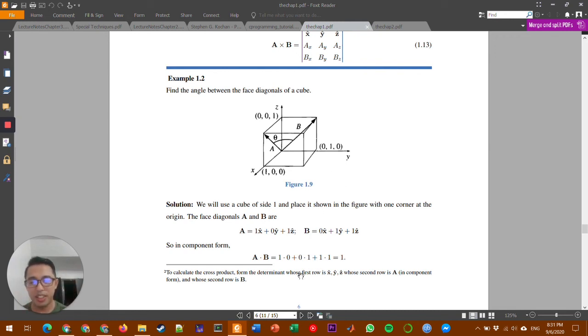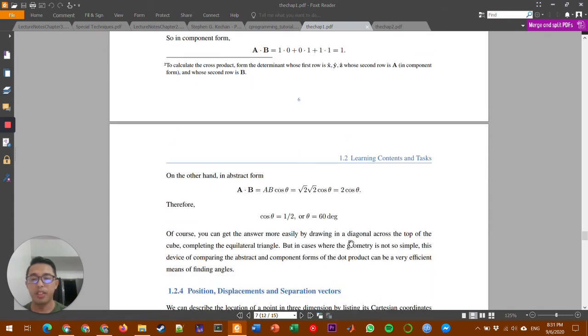So take a look at, let's do the dot product. So 1 times 0, so like terms i-multiply. So 1 times 0, 0 times 1, and then 1 times 1. So that will give you just a value of 1. The rest is 0. Okay? So on the other hand, in abstract form, naatay A dot B, AB cosine theta.